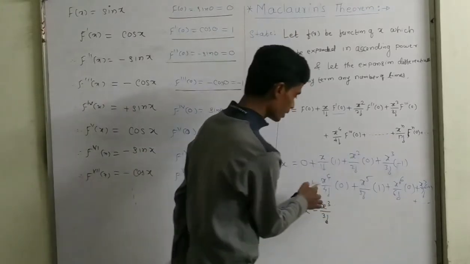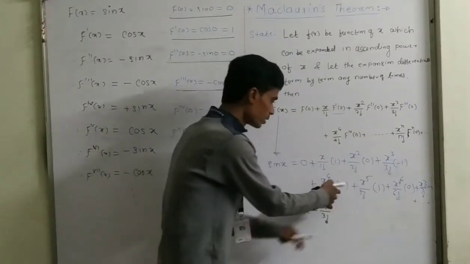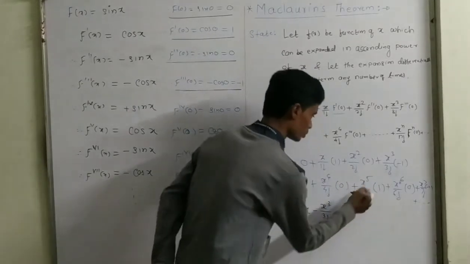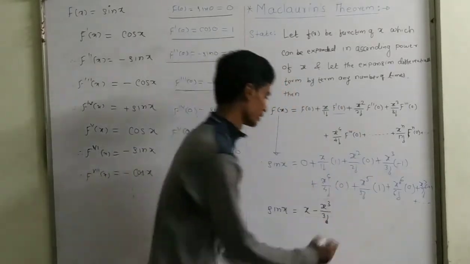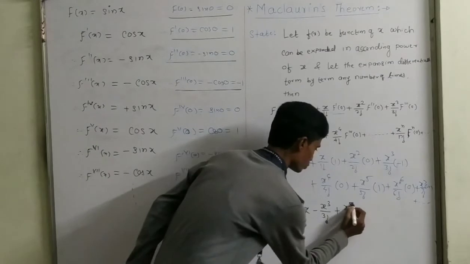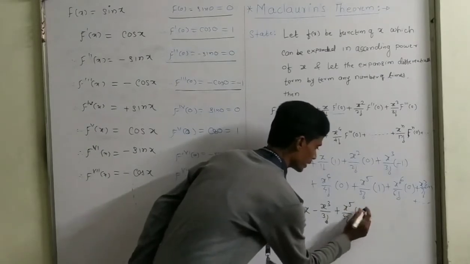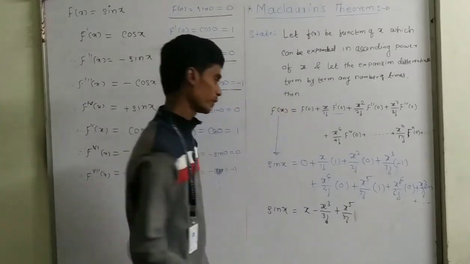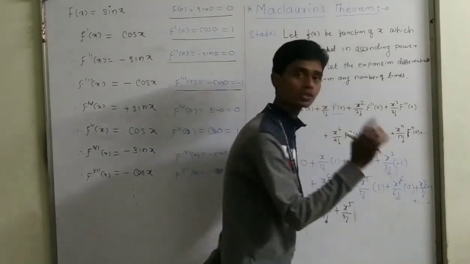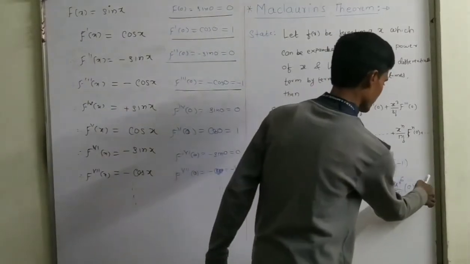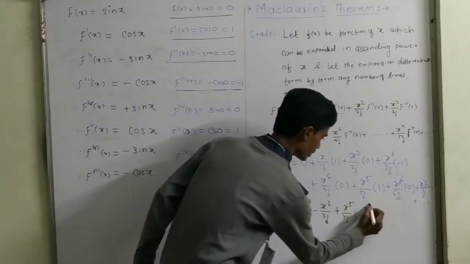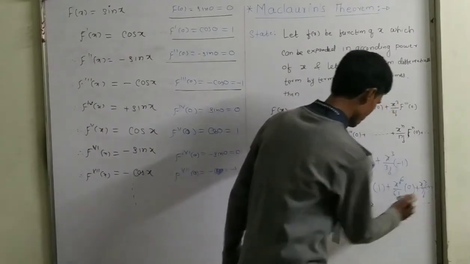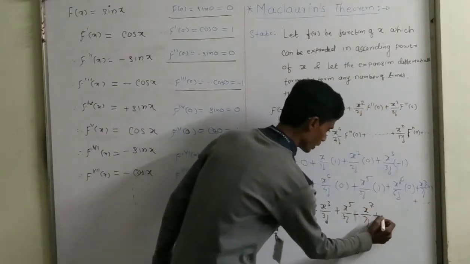Clear? Next term here, x raised to 4 by 4 factorial, but this is 0. So 0 and anything becomes 0. So this 4th term becomes 0. Now come to the 5th term. This is plus x raised to 5 by 5 factorial, and this 1 means it is x raised to 5 by 5 factorial. Here is again 0, so the 6th term becomes 0. Here is x raised to 7 by 7 factorial, but this is minus 1, so this becomes minus, and so on.